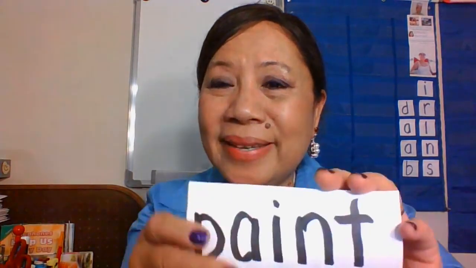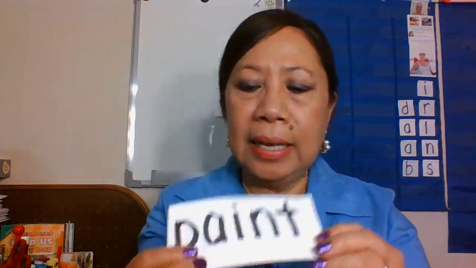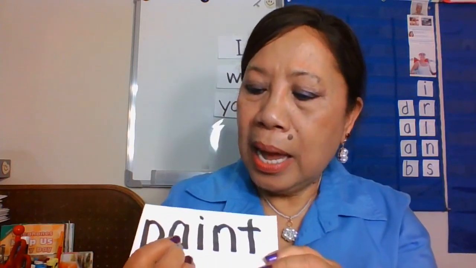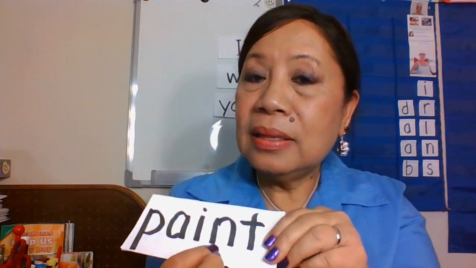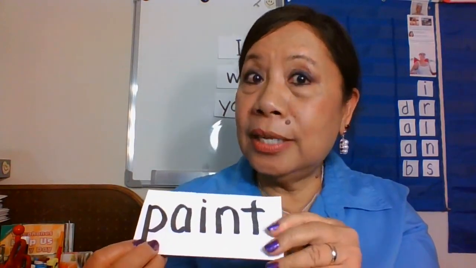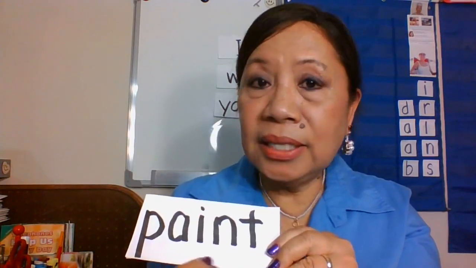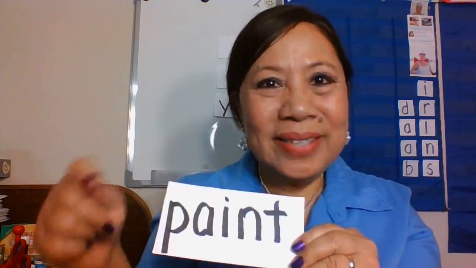All right, next word. Here's the next word. Paint. Very good job. P-A-I-N-T. Let's sound it out. P, A. Remember A and I. It says its name. So I is silent. A, N. Now let's blend all the letters and the sounds together. Let's break it down. Paint. Let's read the word smoothly. Paint. What's that word? Paint, good job.